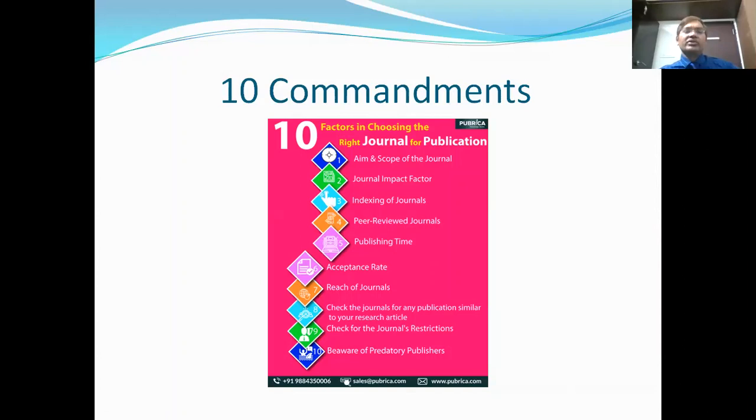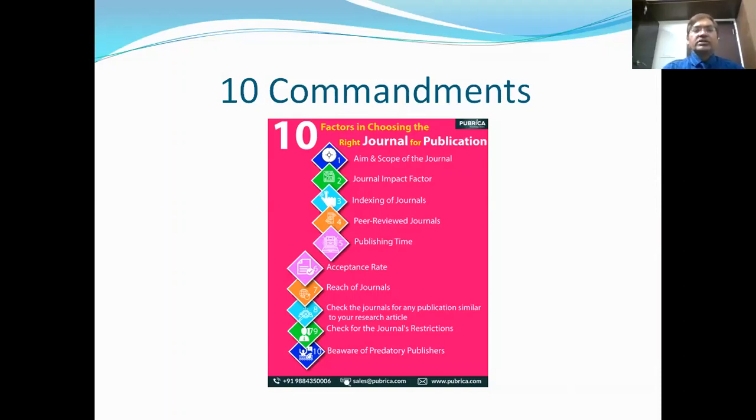That is also very important. Let us say you are publishing some articles in banking, so you should find a suitable journal. Or you're publishing some articles in a technology-oriented field, so you should find a suitable journal for it. So check the journals for any publication similar to your research article. That is very important. And one more important thing you have to focus on is to check the journal's restrictions. If there are any restrictions, you have to know them and follow those rules and regulations. Then things will be good for you, I believe.